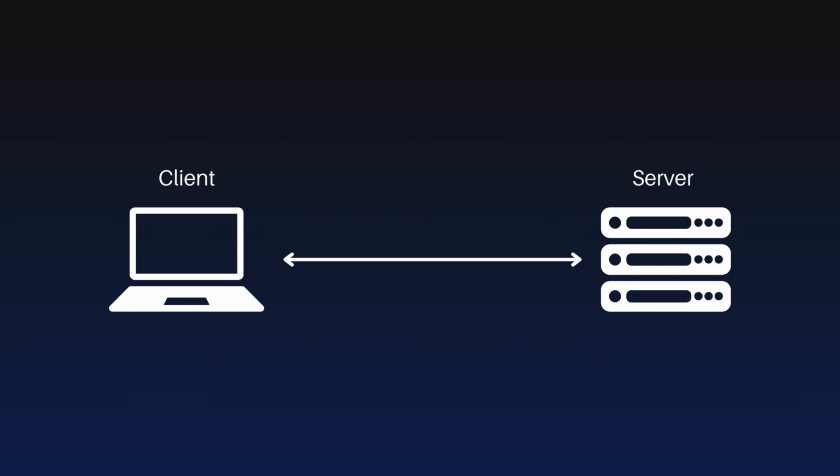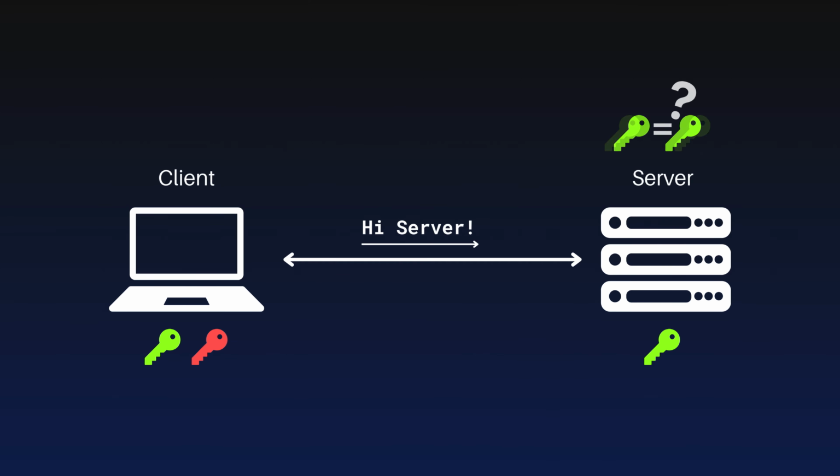Let's see how it works. First, the client generates a pair of SSH keys on their local machine, a public key and a private key. The private key is stored securely on the client's machine, while the public key can be shared freely with the server. When the client attempts to connect, the server checks if the client has the public key. If the public key matches, the server sends an encrypted challenge, a random string, to the client.